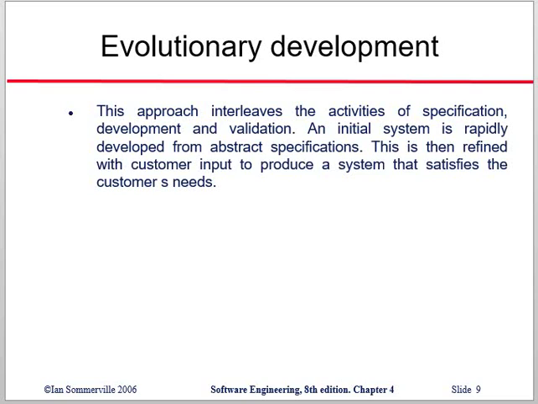Now, evolutionary development. The approach of interleaving the activities of specification, development and validation: an initial system is rapidly developed from the abstract specification. This is then refined with the customer input to produce a system that satisfies the customer needs, which is known as evolutionary development. It means that making changes in the software to satisfy the customer is known as evolutionary development.